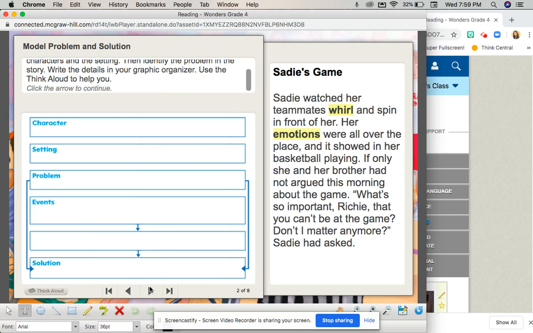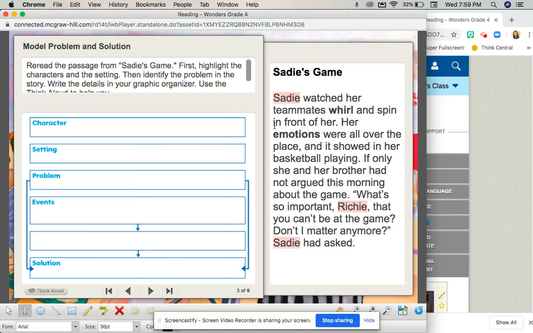So when I hit this next arrow, notice how they highlighted the words Sadie, Richie, Sadie. I know that those are two of the characters in our story. I know that Sadie's mother is also a character in the story, even though we don't see it just in this passage. So in the character box, we are going to put Sadie, Richie, Sadie's mother. Those were the three most important characters in the story.